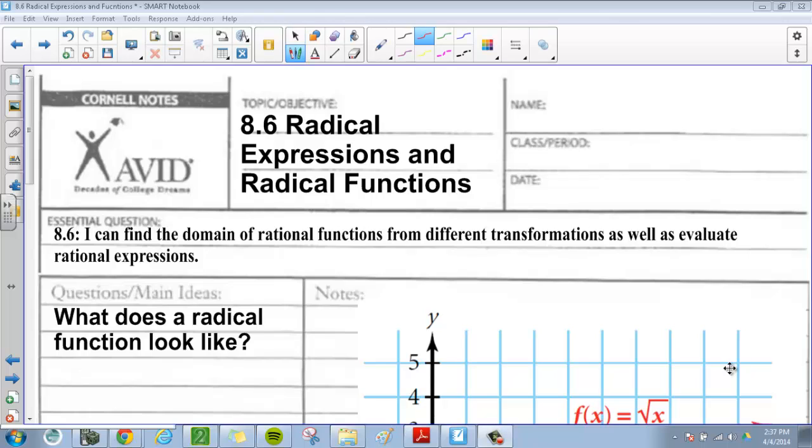Okay, we are moving on to 8.6 radical expressions. Radical. And when I say radical, I mean things like square roots and stuff like that, with maybe a 3 cubed root, or maybe a 4 fourth root, something like that. And did you know that fourth root is the same as something to the 1/4 power?